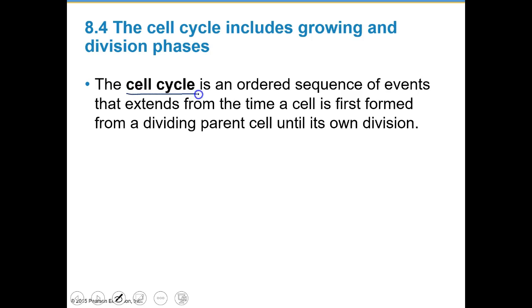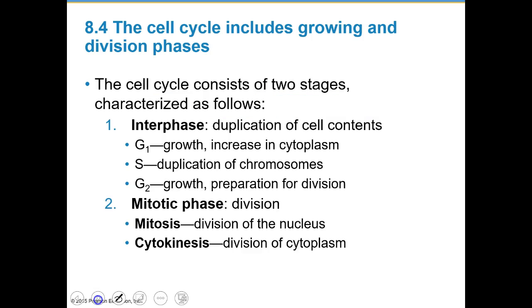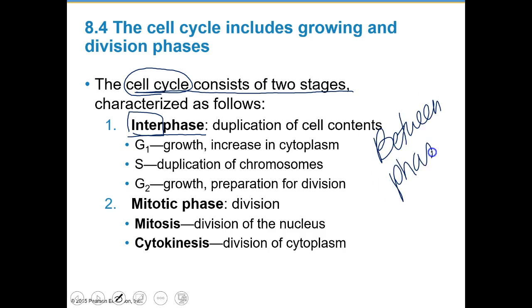All right, so the cell cycle is an ordered sequence of events that extends from the time the cell is first formed, from the dividing parent cell, until its own division. So it's the whole time, it's almost the cell lifespan. So we've got two general phases of the overall cell cycle. One is interphase. Inter means between, so this is a between phase. And it literally is that.